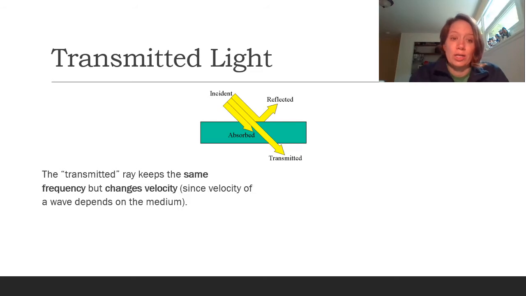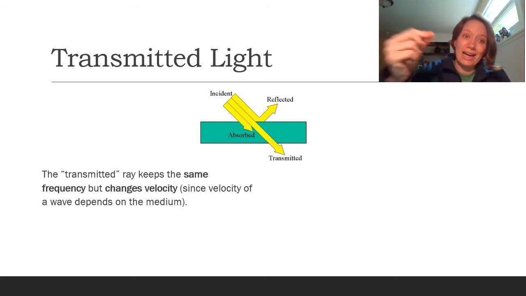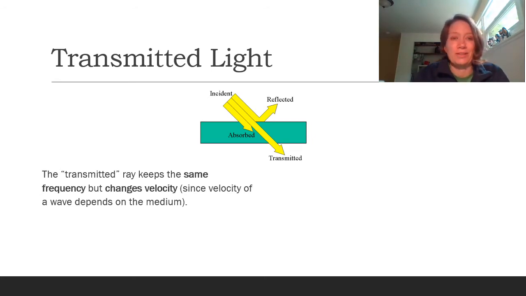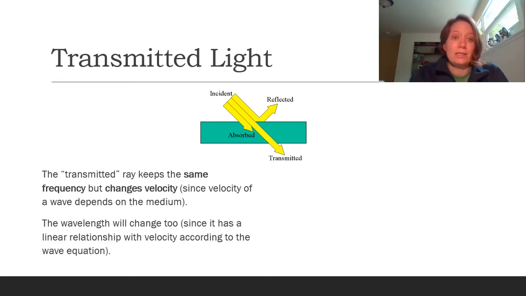However, what is changing is the velocity, right? Because the velocity depends on the medium. So it's speeding up and slowing down in fits and starts as it passes through those different media. Which means that the wavelength of the light is changing too. Of course, if we've got that wave equation, wavelength is equal to velocity over frequency, which hopefully you remember from your first year physics class, that says that there is a linear relationship between wavelength and velocity if the frequency stays the same. So the velocity and the wavelength change together, and the frequency stays the same.